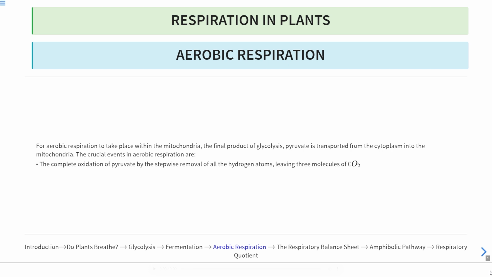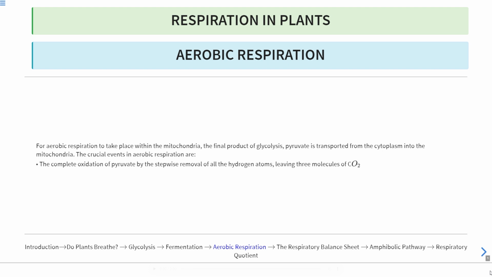Okay, and now, there are some crucial events that occur in aerobic respiration. So, let us see what that crucial event is. The complete oxidation of pyruvate by the stepwise removal of all the hydrogen leaves three molecules of carbon dioxide. You know that pyruvate is a three carbon compound, and the complete oxidation of pyruvate occurs by the stepwise removal of hydrogen. So hydrogen atoms are removed from the pyruvate and three molecules of carbon dioxide are liberated, right?